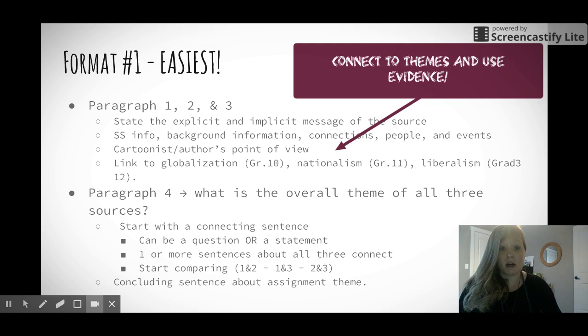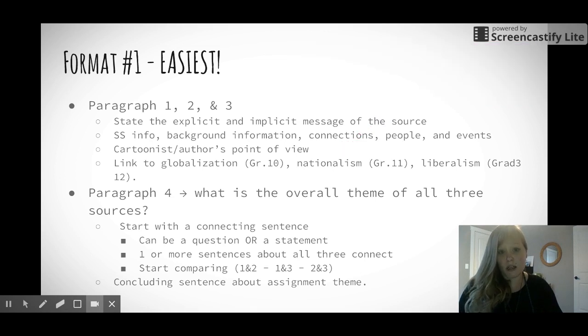Okay, so paragraph 4 is where you will talk about the overall theme of all three sources. So you can start with a connecting sentence. This can be a question or a statement. Then you have to give me one or more sentences about how all three connect. Then you start comparing. So what do 1 and 2 have in common? What do 1 and 3 have in common? What do 2 and 3 have in common? And then you want to write a concluding sentence about the assignment theme.